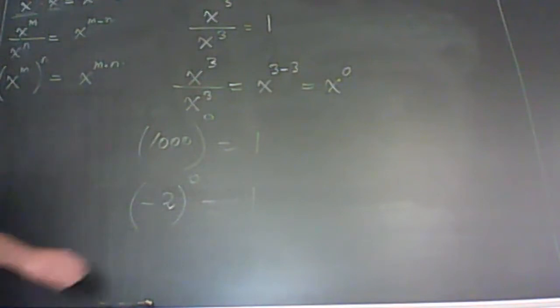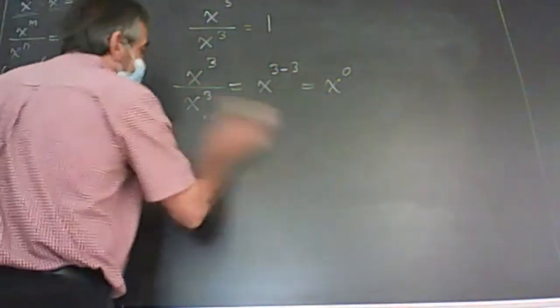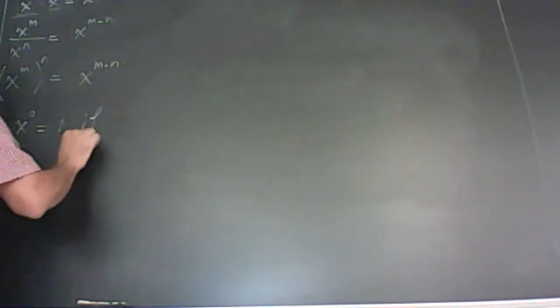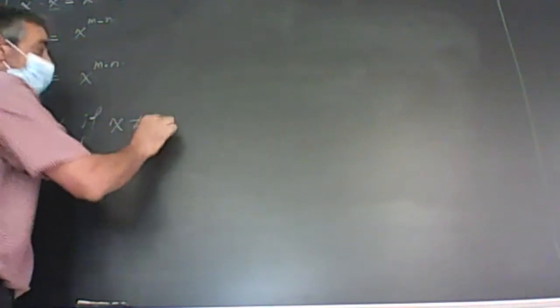Yes? So rule number 4, we have x to the power 0 equal 1 if x is not equal to 0. X to the power 0 equal 1 if x is not equal to 0. X to the power 0 is undefined if x equals 0. Now when x is 0, then the statement is undefined.